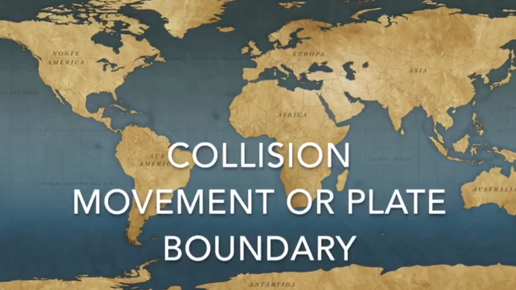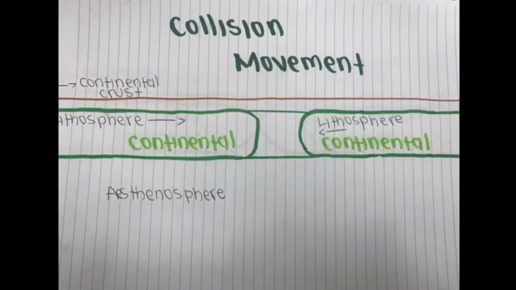Now, collision movement or plate boundary. So, what is a collision? A collision is a margin that occurs when two plates moving together are both made from continental or oceanic crust. I mean, when two plates are the same. For example, oceanic versus oceanic or continental versus continental.